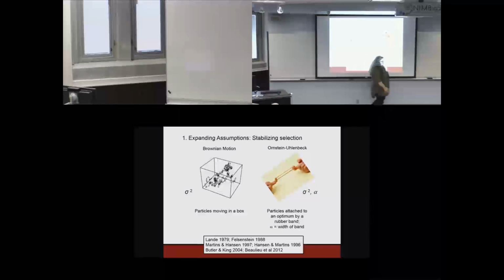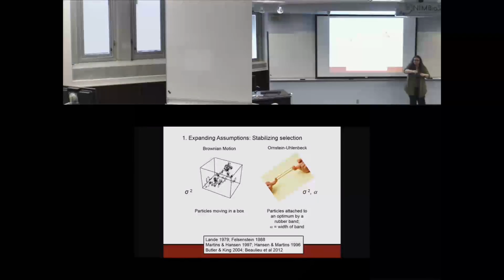This expands Brownian motion by one parameter, basically by an alpha parameter. And it's called the rubber band process. So I usually think of it as particles in a box, and then you have a stick going through the box and a rubber band around the stick. And the phenotype is attached to the rubber band.